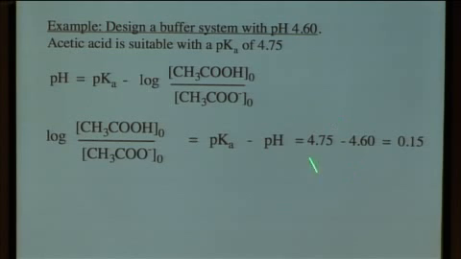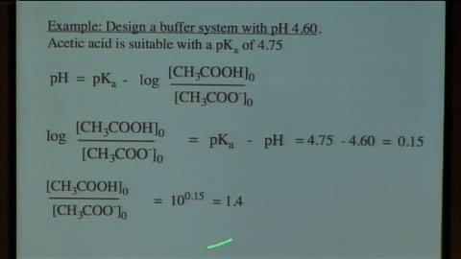And so we have here our pKa minus our pH, and we get 0.15. Now we need to do inverse log and come up with the ratio. And the ratio that we want is 1.4. So we want to have a ratio from our acid to the conjugate of 1.4.